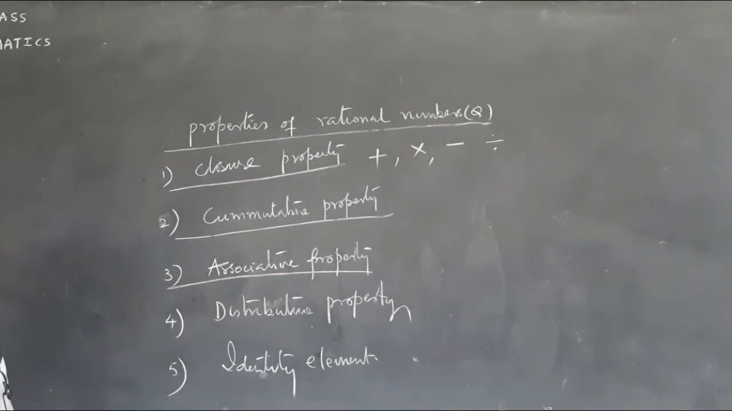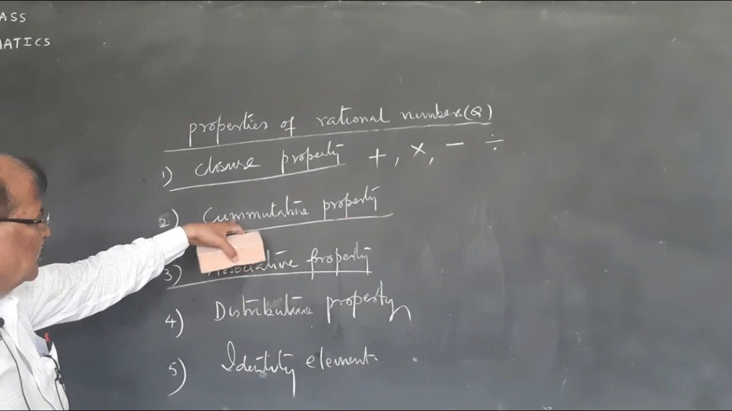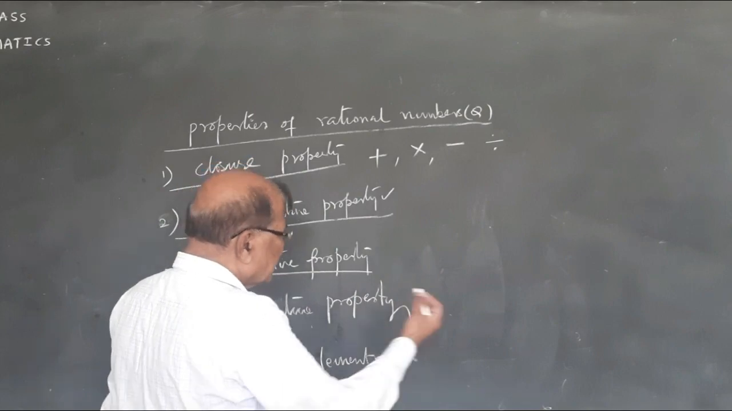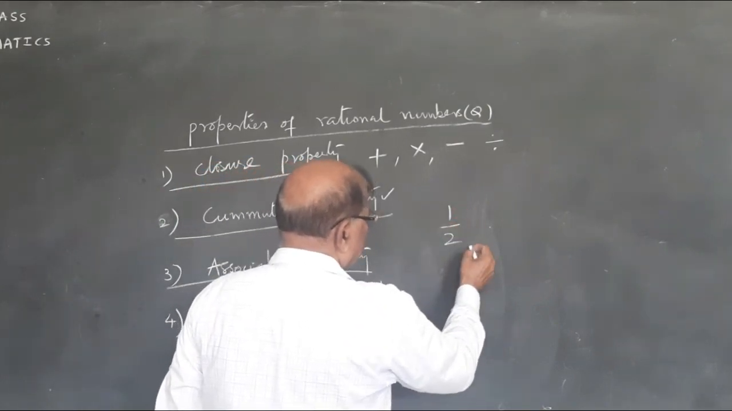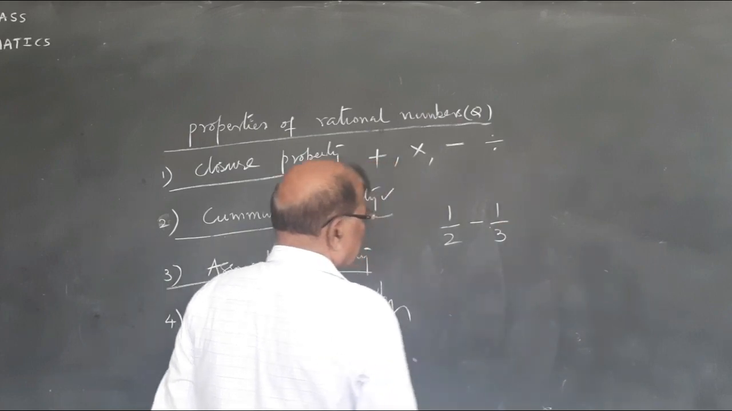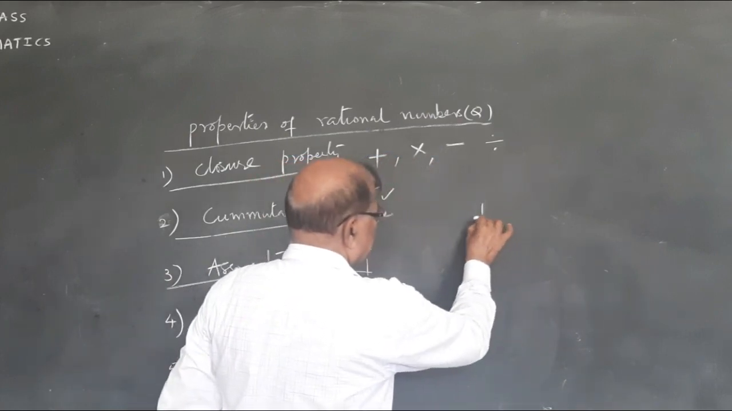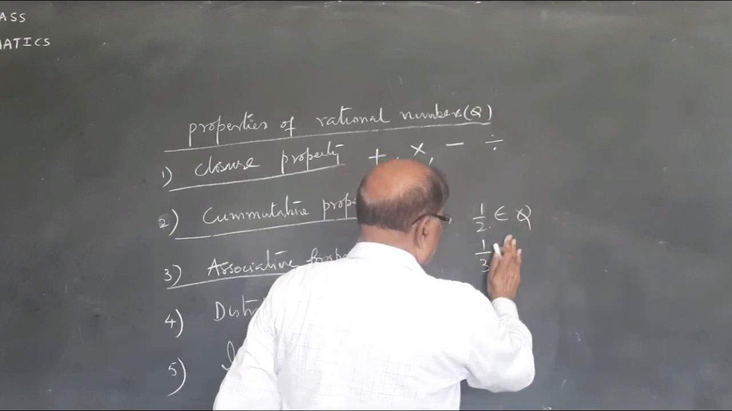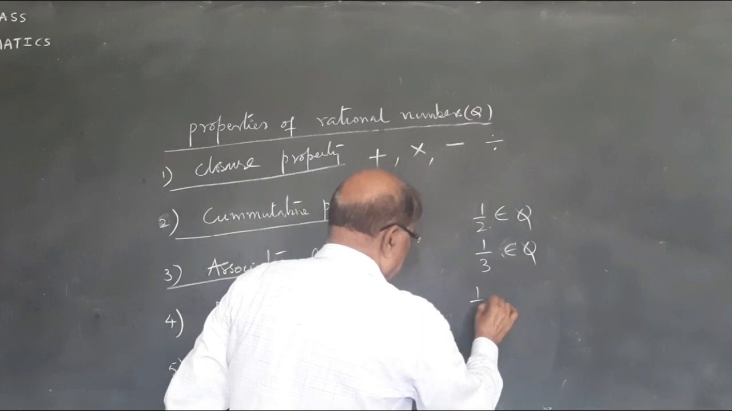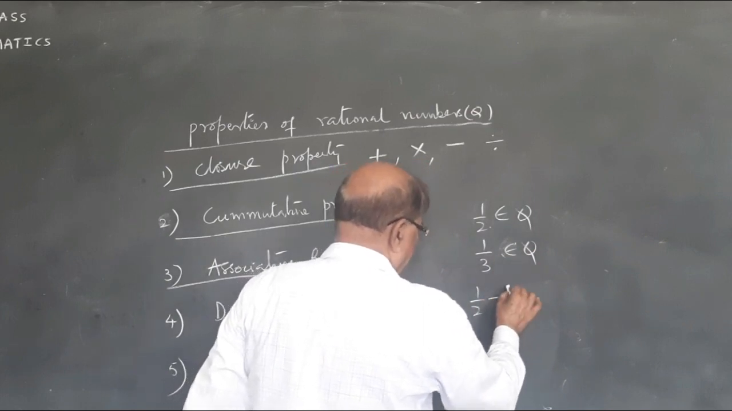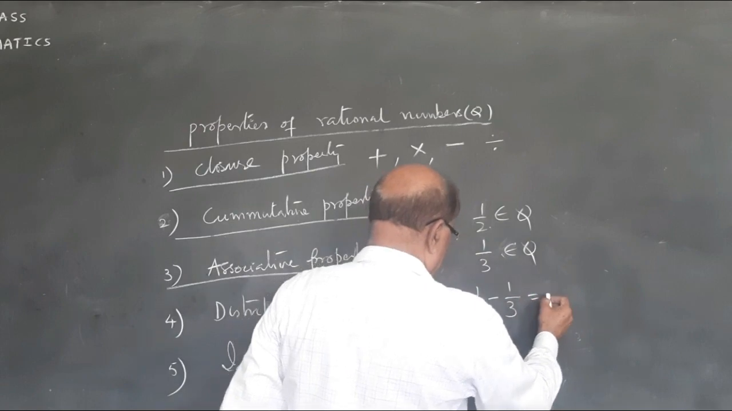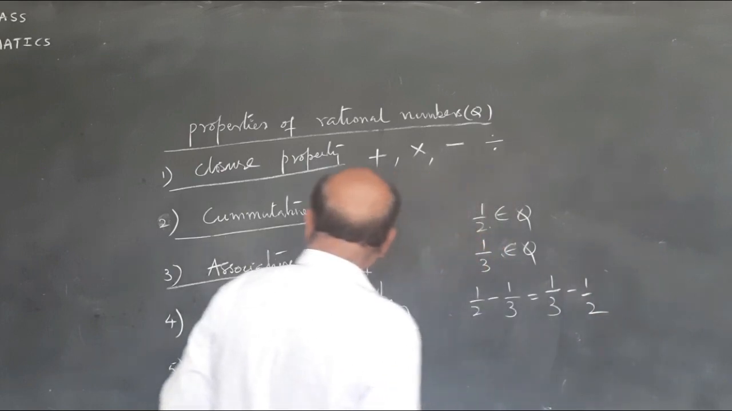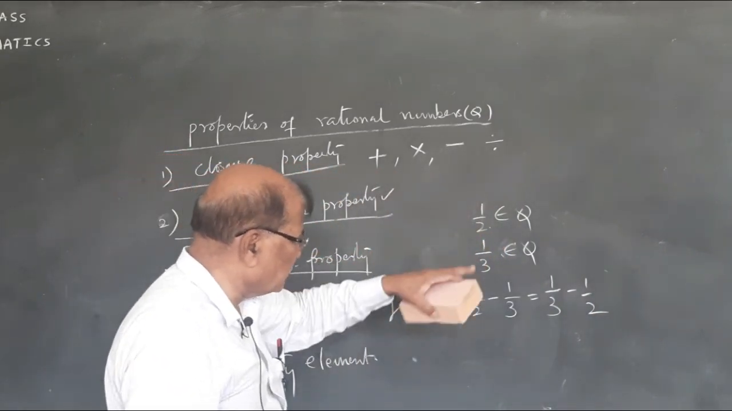Associative property. In the commutative property, we have taken only addition. Let us see subtraction: 1/2 minus 1/3. Let us take 1/2 belongs to Q, 1/3 belongs to Q. So 1/2 minus 1/3 is equal to 1/3 minus 1/2? Let us see whether the commutative property holds good in subtraction or not.